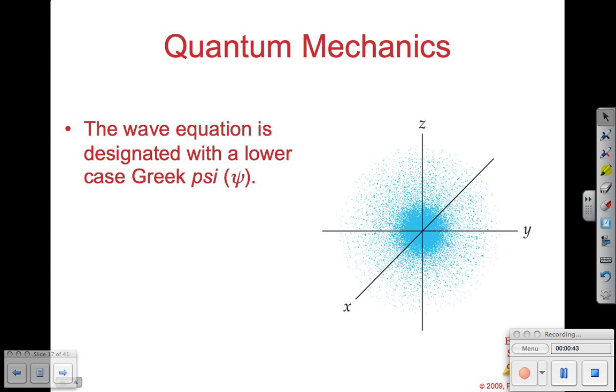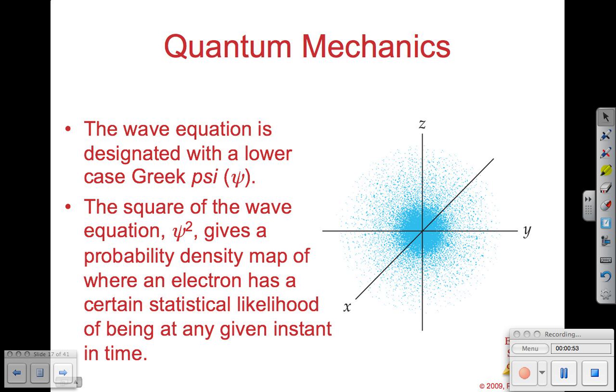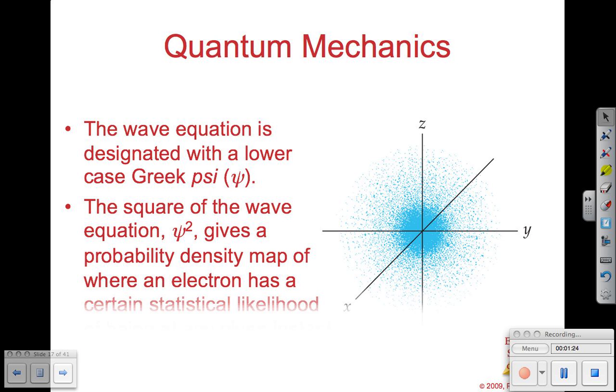Quantum mechanics gives us the idea that we have a wave equation designated with the Greek psi symbol, and the square of the wave equation gives a probability density map of where an electron has a certain statistical likelihood of being at any given instant in time. So statistically the electron is going to be in this area 90% of the time. Now we could go 100%, but that volume isn't functional for how we want to interact with atoms, and so we pare the electron cloud down to where the electron is 90% of the time.